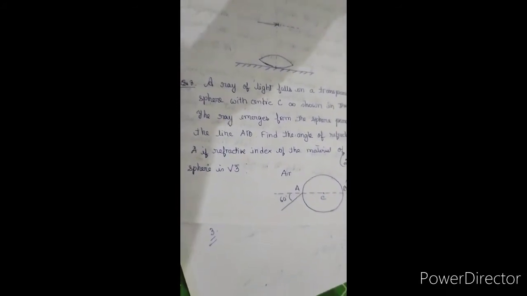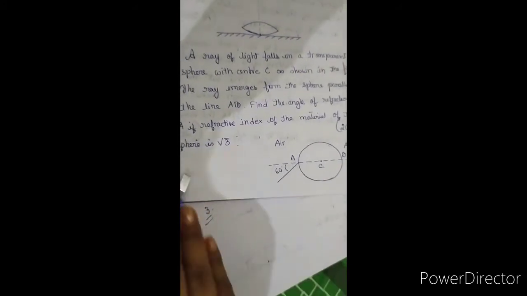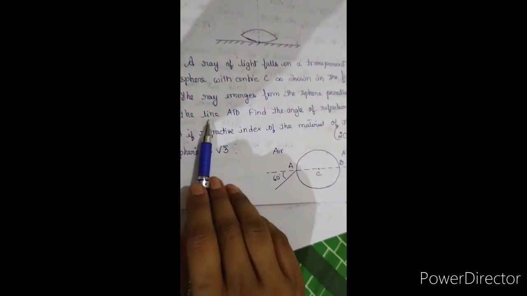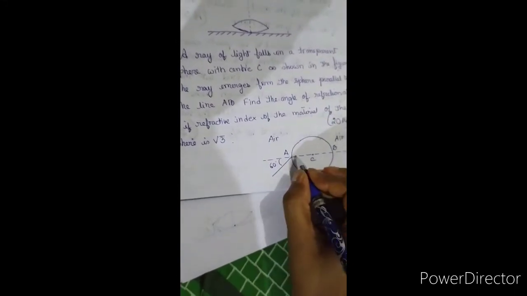Let's read the question. Question number 3. A ray of light falls on a transparent sphere with center C as shown in the figure. The ray emerges from the sphere parallel to the line AB. Means this is the line AB, and it is emerging parallel. Let me check the question again. It is parallel to the line AB.